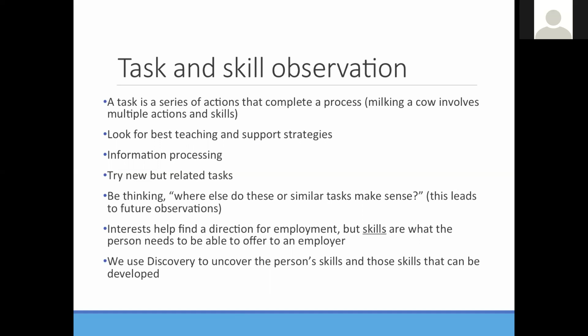And then interests help find a direction for employment, but skills are really what we offer to the business. So interests get us moving in a direction, but it's the skills that we start negotiating with the business around. And then we use discovery to uncover the person's skills and those skills that can be developed. So it's not just about what the person can do at this snapshot in time, but we want to support folks to continue learning, right? Because if we just get stagnant, we get bored, right? So how can we also teach the person new skills as well? Or how can a new business teach that person skills?